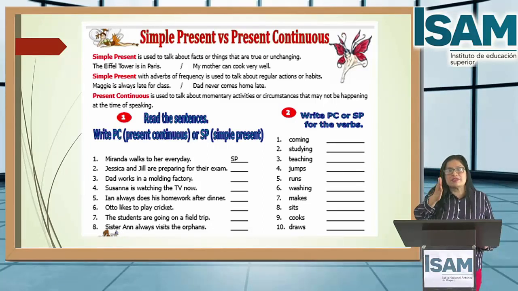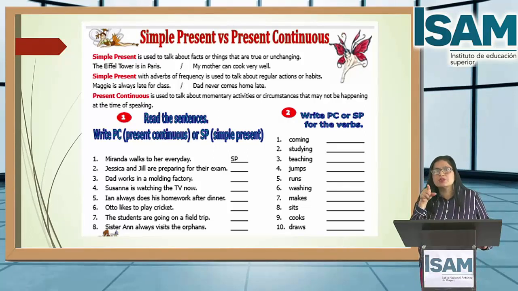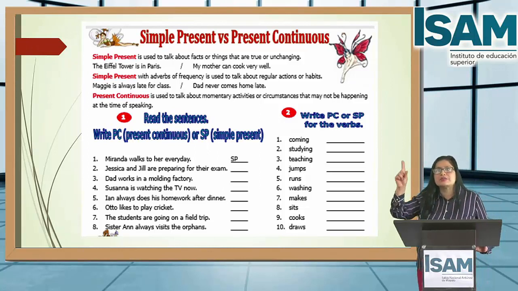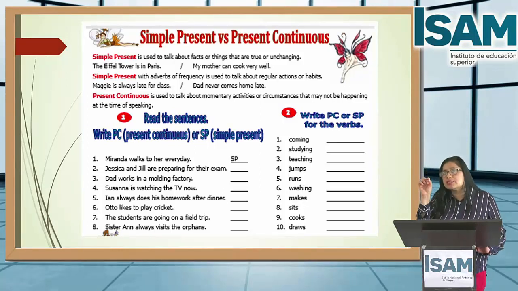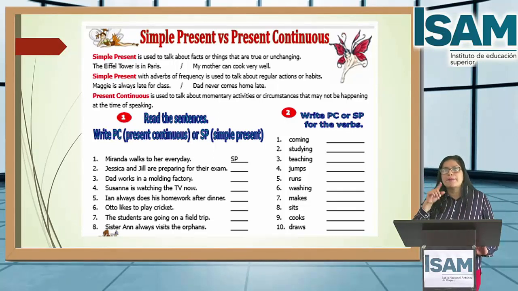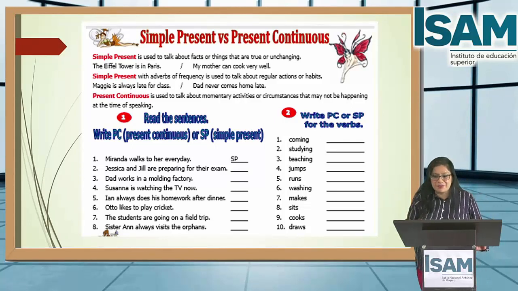And then you have to practice here. Present continuous, you have to add PC. Simple present, you have to put SP. Student, simple present and present simple are the same. Yes? You have from 3 to 8. Practice, student. In activity number 2, you have to write PC or SP for the verbs. For example, coming, you have an ing, is PC. What about number 7? Makes is SP because it's present simple or simple present for the verbs.